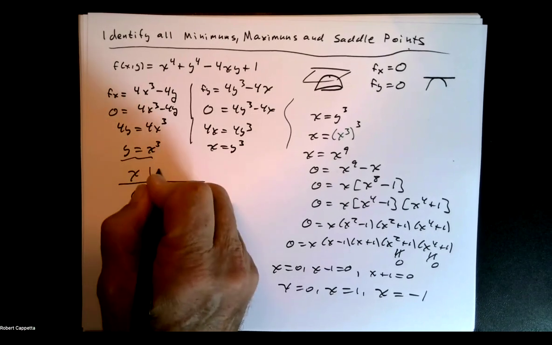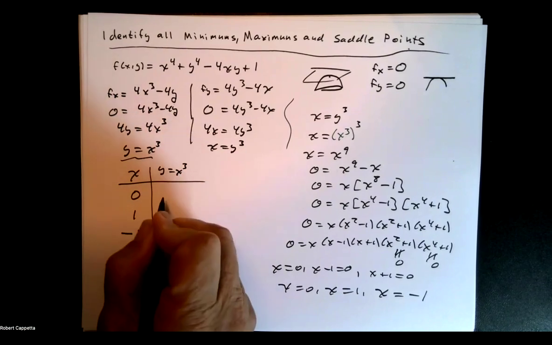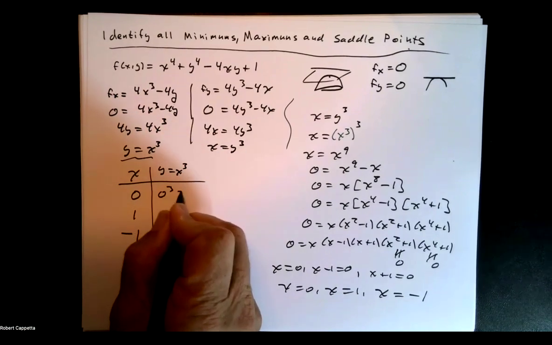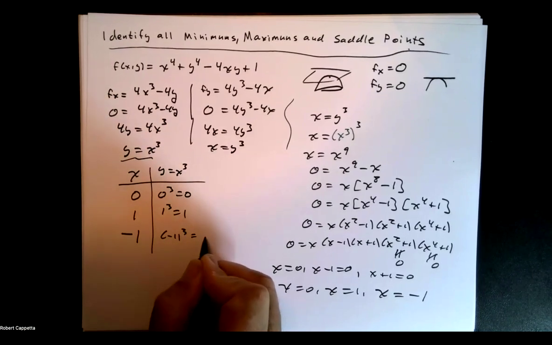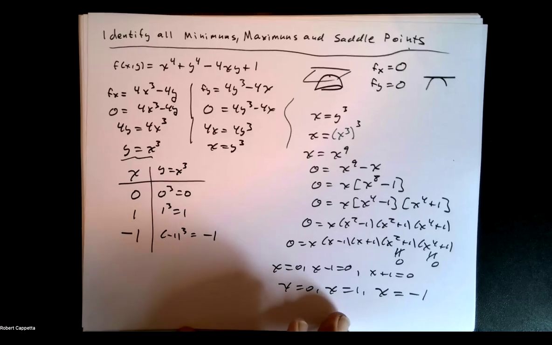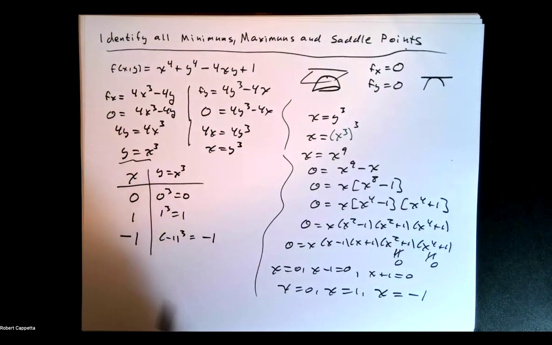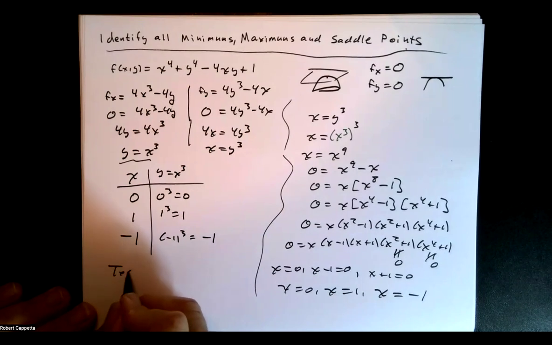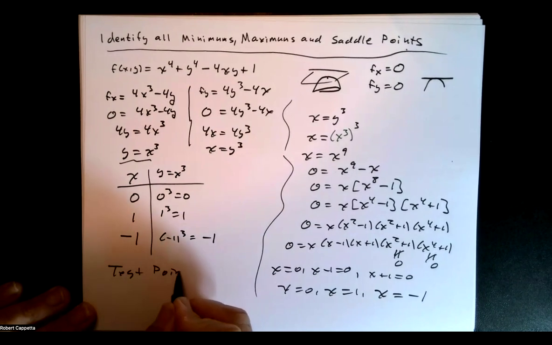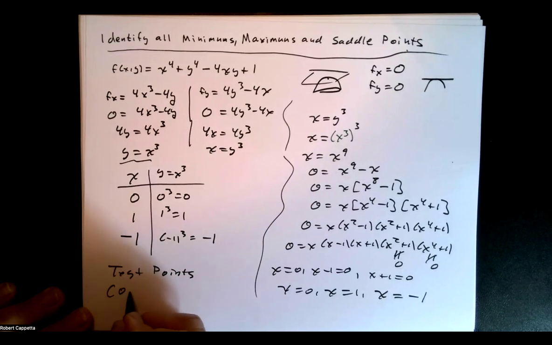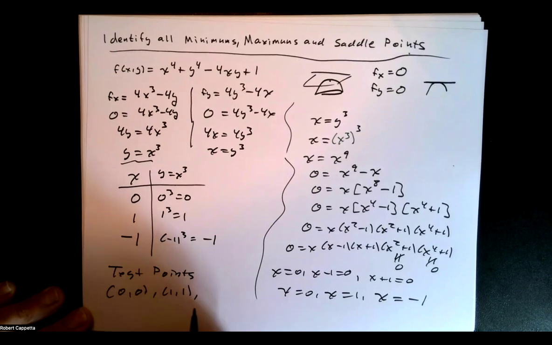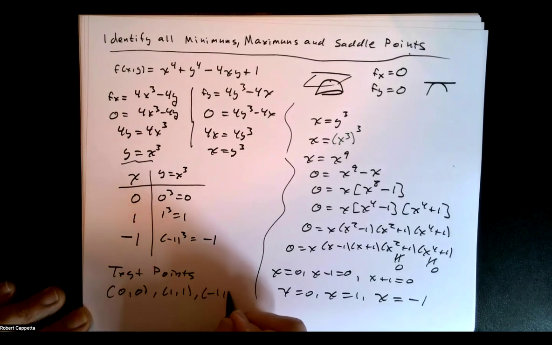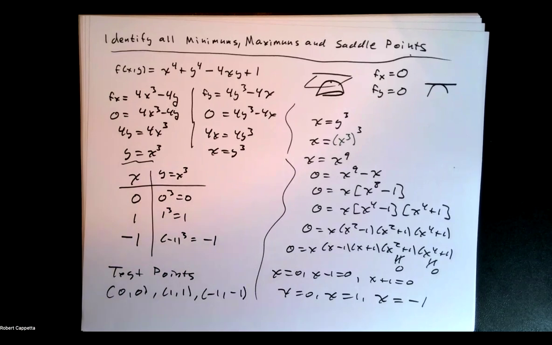But what do we know? We know from this that y equals x cubed. Therefore, y is 0 cubed, which is 0. y is 1 cubed is 1. y is negative 1 cubed, which is negative 1. So I have 3 test points. They are (0, 0), (1, 1), and (negative 1, negative 1). So those are places where we have horizontal tangent planes.